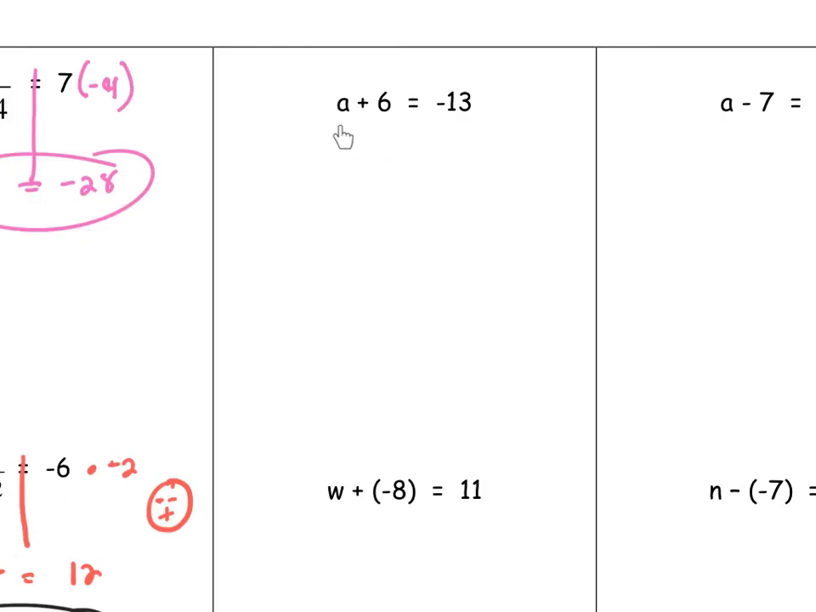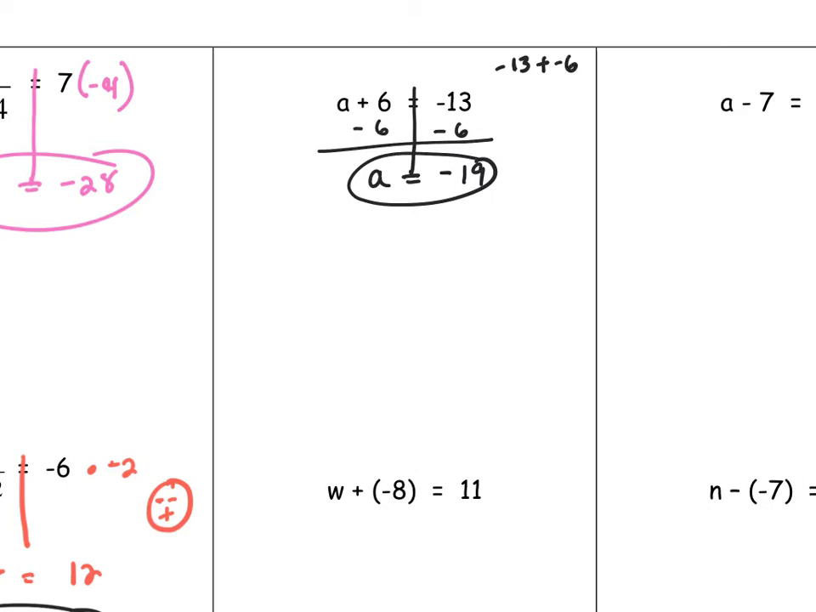What is the solution for a plus 6 equals negative 13? Okay, a equals negative 19, and sometimes this is tricky. You can think of this as negative 13 plus negative 6, if that helps you. But a common mistake would be to say this is 7 or negative 7. If you use your calculator and put in negative 13 minus 6, it will give you this answer. Please go on to the next equation.